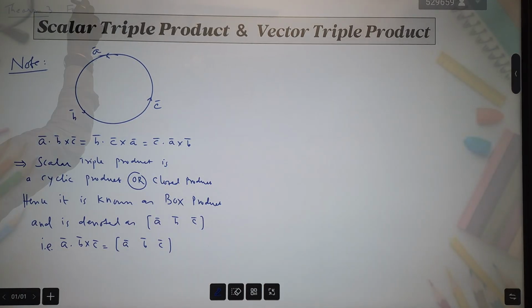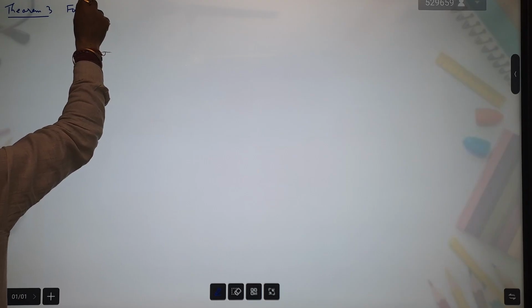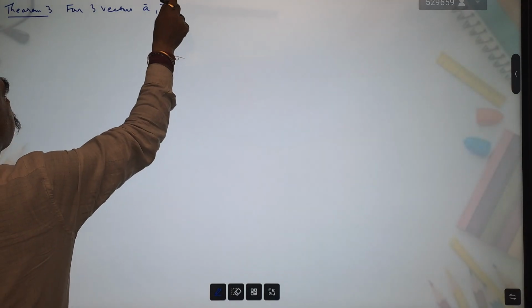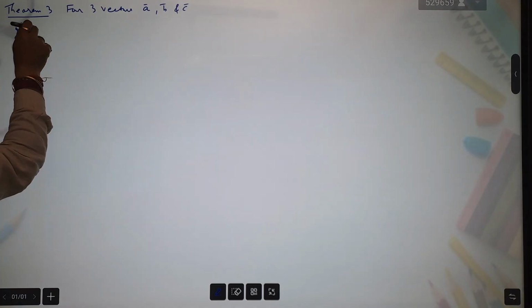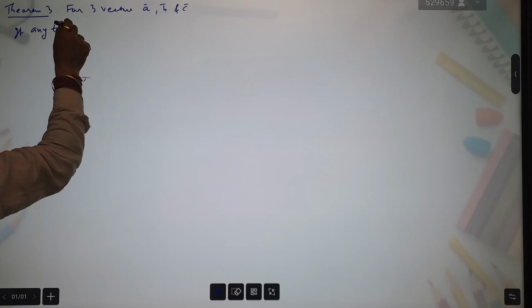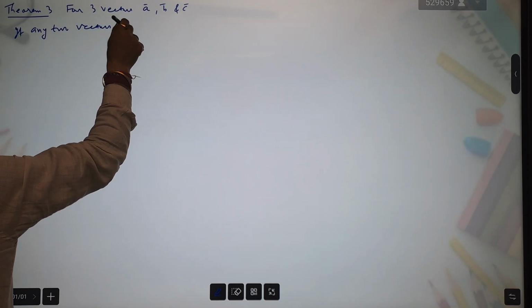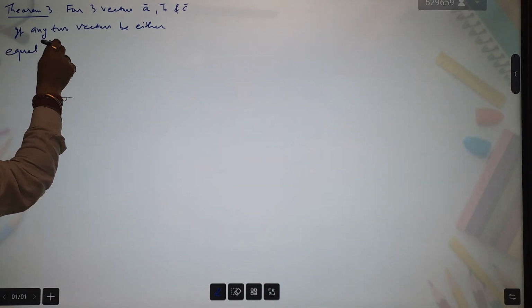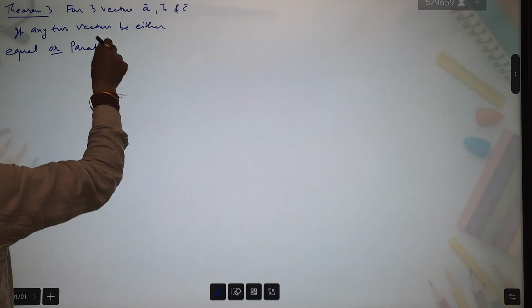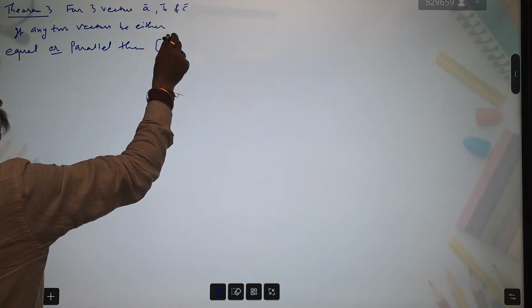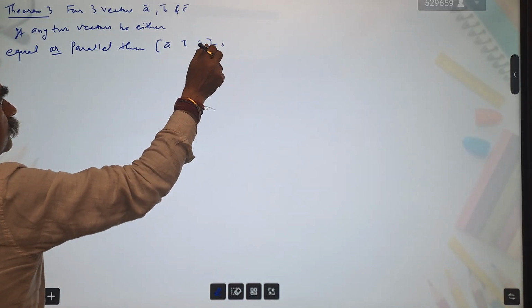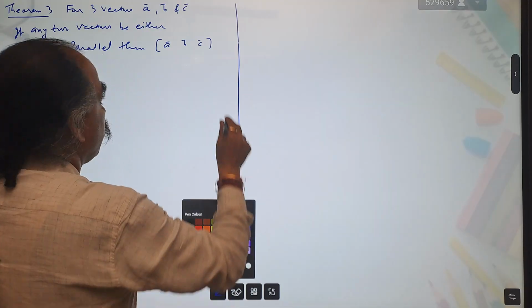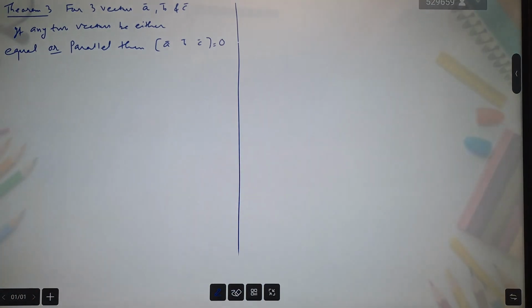Next theorem will be: for three vectors A bar, B bar and C bar, if any two vectors be either equal or parallel, then box product A bar, B bar, C bar will be 0. See the proof.